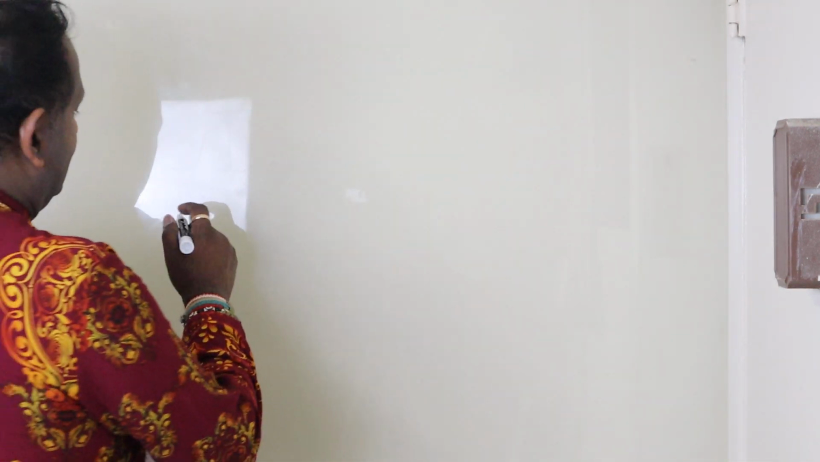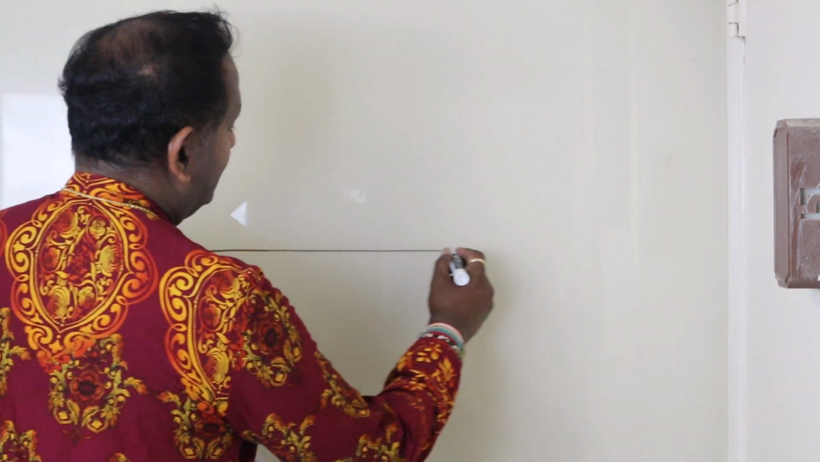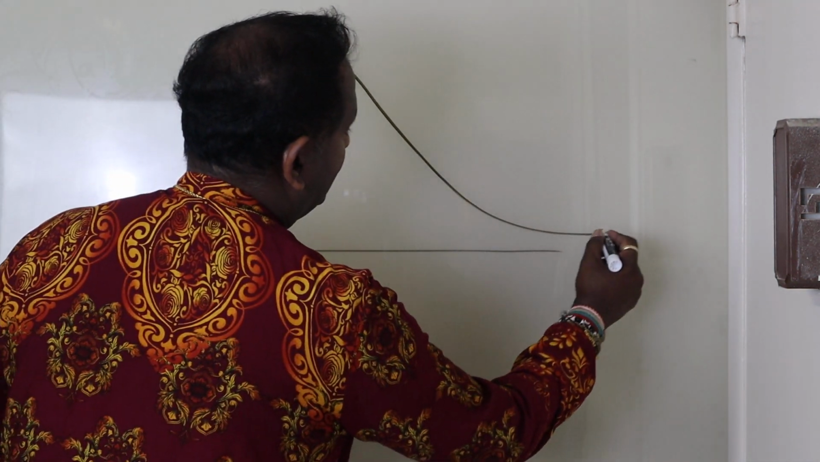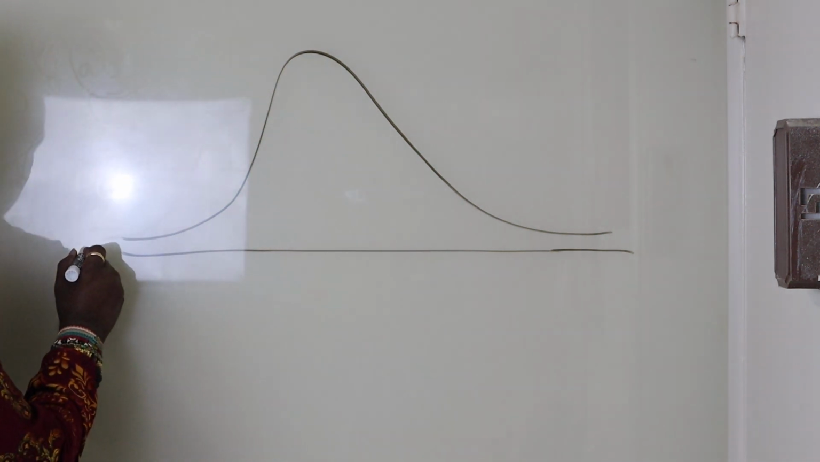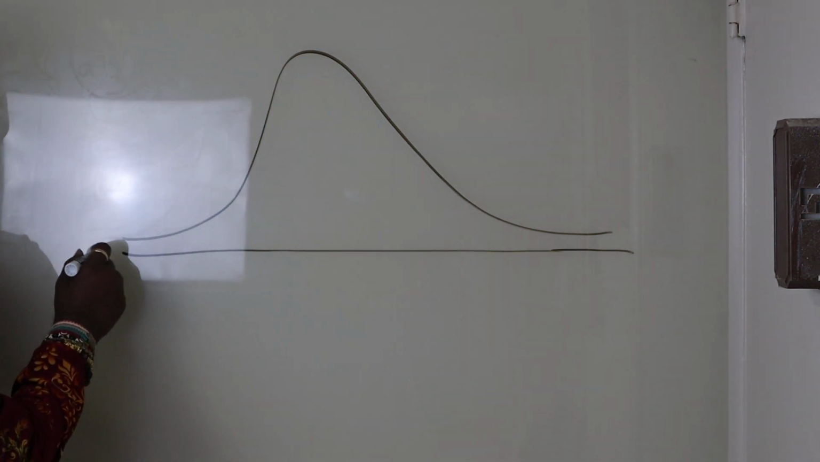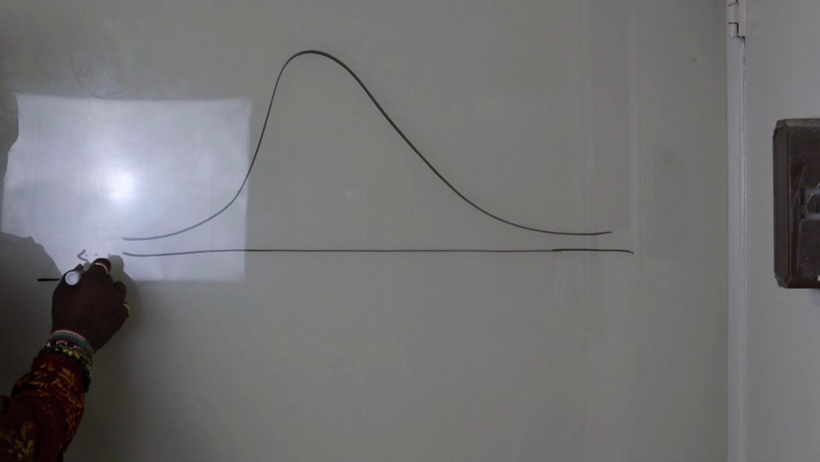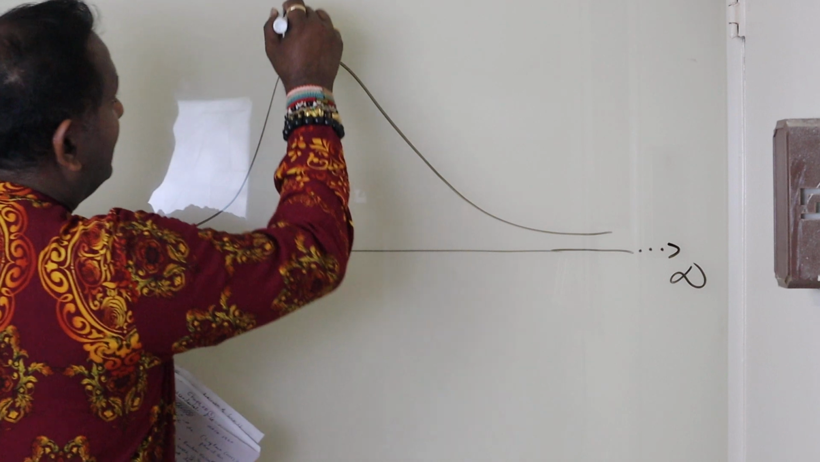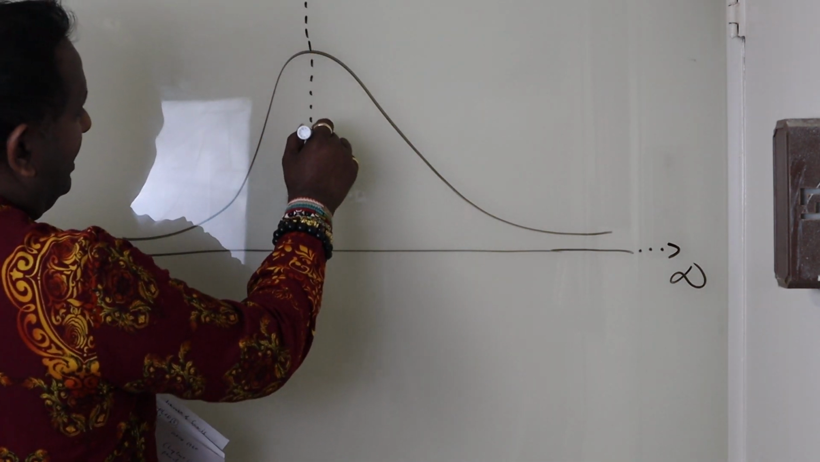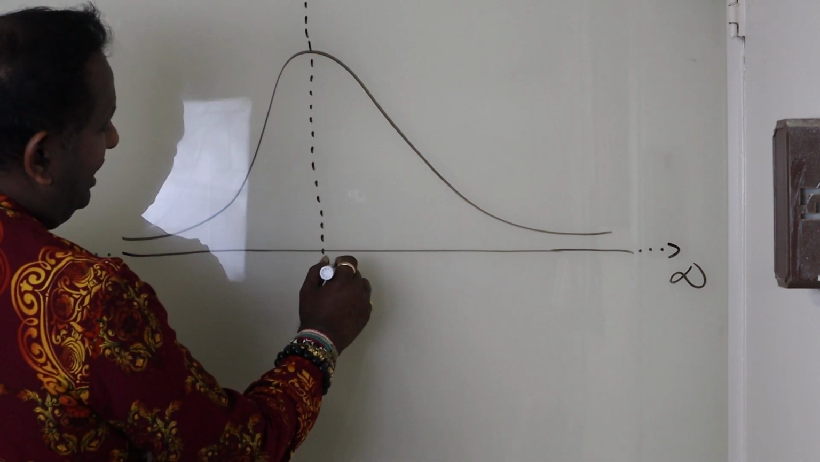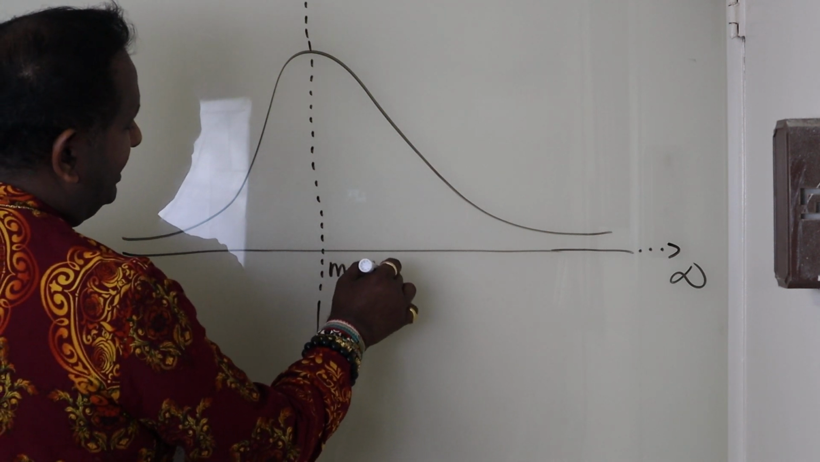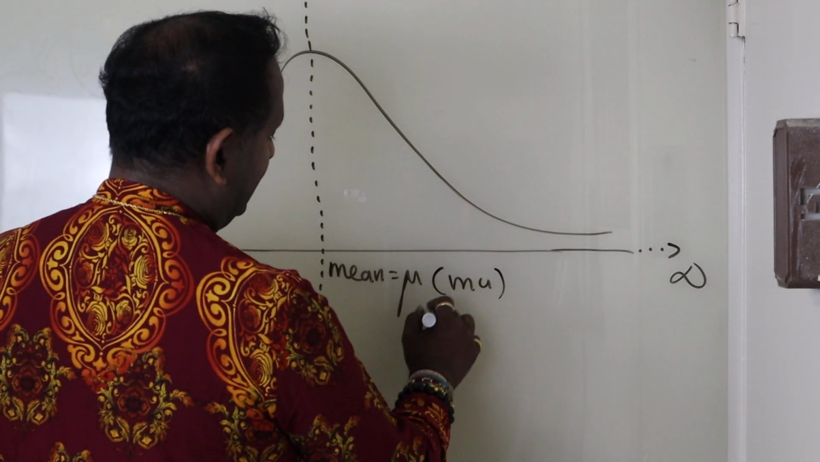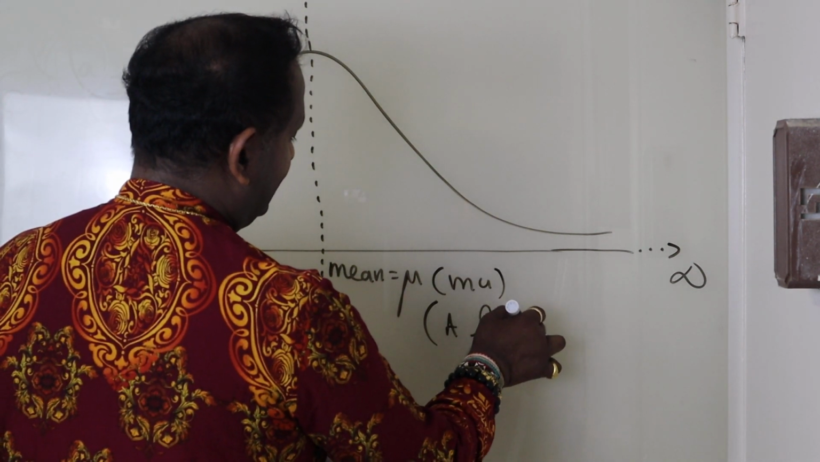So let's look at the shape of the normal distribution. It looks like a bell-shaped distribution, with the continuation denoted by three dots. It starts from minus infinity and goes to plus infinity, having an axis of symmetry. At the axis of symmetry you have the mean, which is denoted by mu, a lowercase Greek letter.